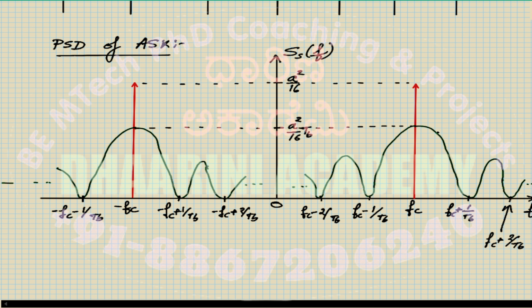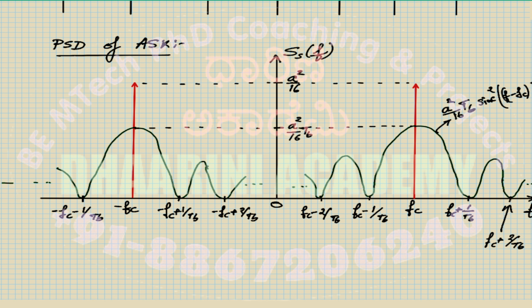So I'll write the waveform as well. It has an equation like this: A squared by 16 times Tb into the sinc square function, sinc square of f minus fc times Tb, because it is shifted to the right. This is the equation. What we have on the left side has an equation like A squared by 16 Tb into sinc square of f plus fc.